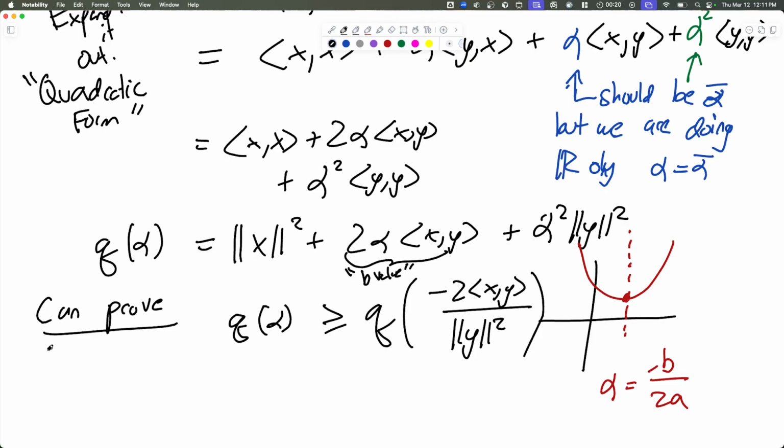So we can prove this by quadratic stuff, quadratic equations theory.